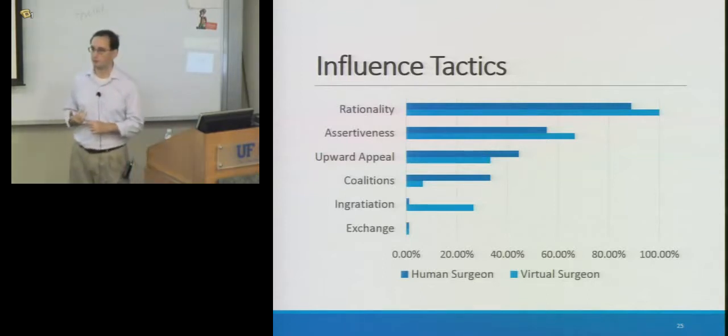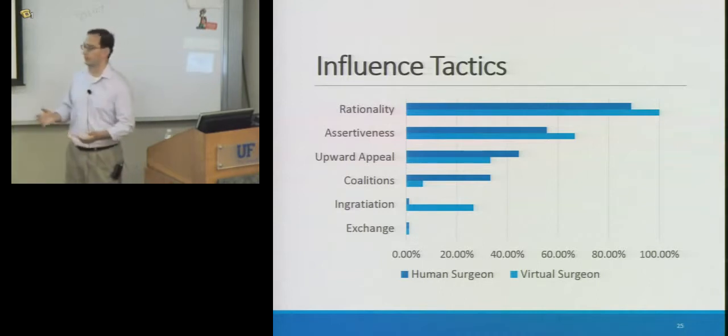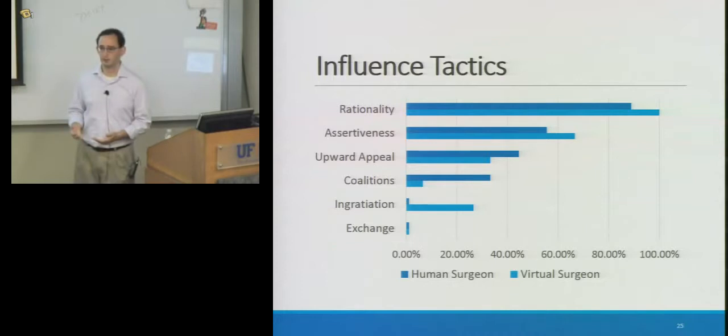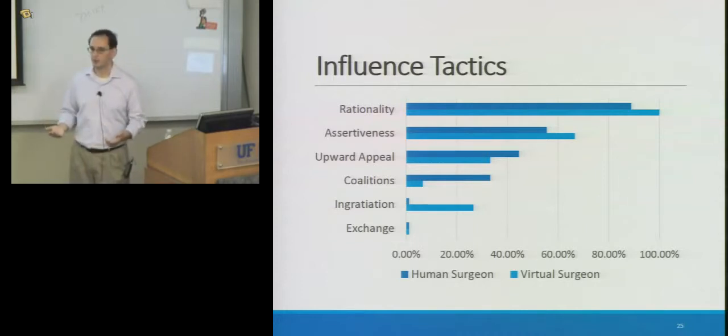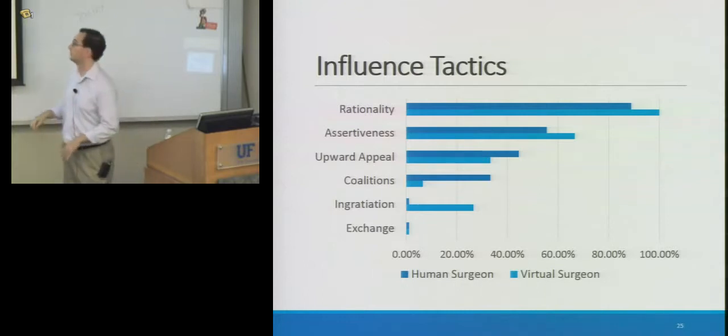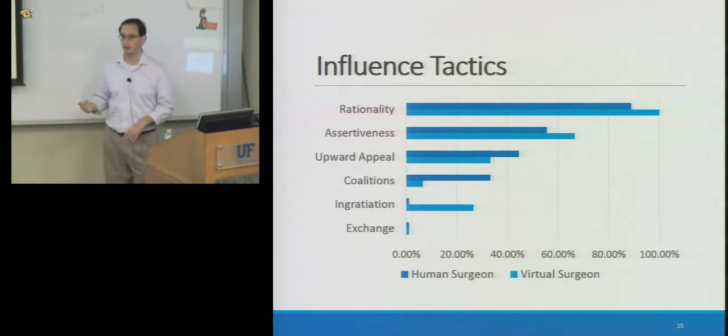We saw people use rationality most frequently. Almost everyone used rationality. That's reasoning, logic. And this is what literature shows is the most commonly used tactic. So we're seeing that's holding up with both the human surgeon and the virtual surgeon. The other takeaway from this is we see all the tactics are being used at similar rates with both, again, the human surgeon and the virtual surgeon. That breaks down a little bit when you get to the less frequently used influence tactics, like coalitions and ingratiation. And I'm happy to answer more questions about this at the end when we're in the question section. But again, this is another view on how we have similar behavior with human surgeons and virtual surgeons.